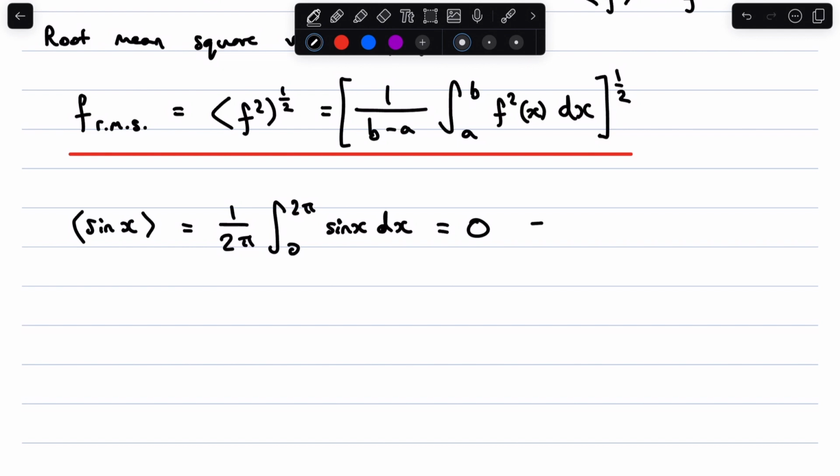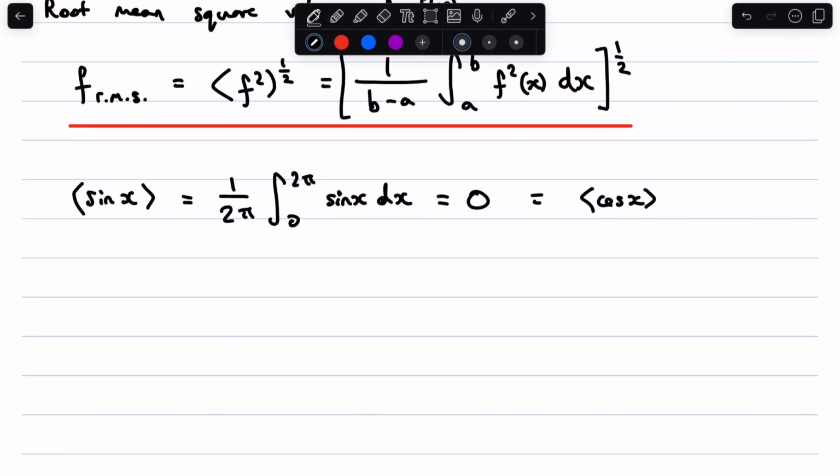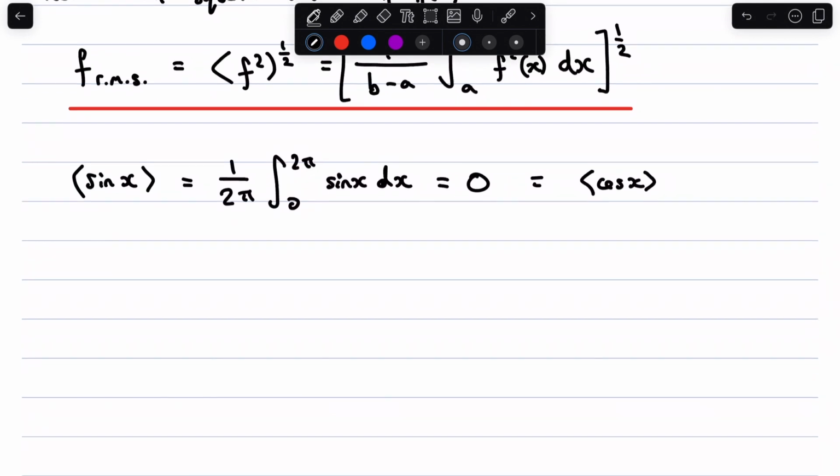And that's the same for cos x, where instead we'd have a sine, and it would be sine of 2 pi is 0, and sine of 0 is 0, so that will also be 0. So this mean value is just 0.